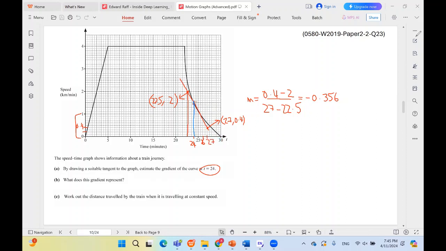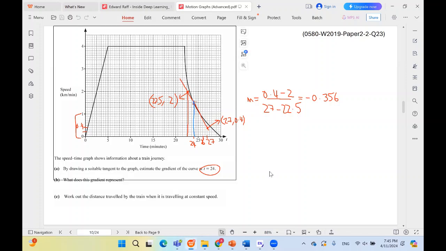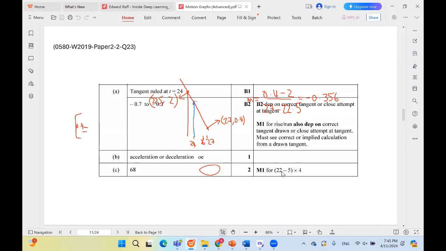Let's check what the actual answer is. So anything between negative 0.7 and negative 0.3 would be counted correct. And our answer is actually negative 0.356. So our answer lies within the correct margin, even though I did not draw it very accurately. But this tells you that they have a very wide region for you. Even if it's not exactly accurate, you can still get the right answer if you follow the correct steps.